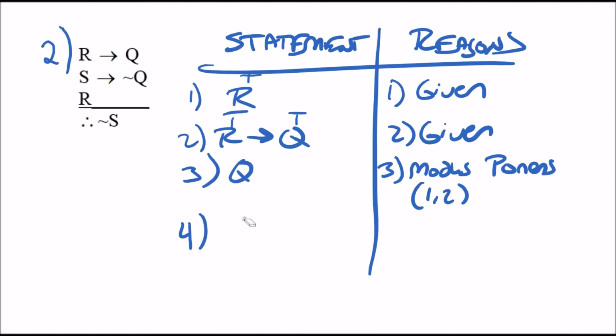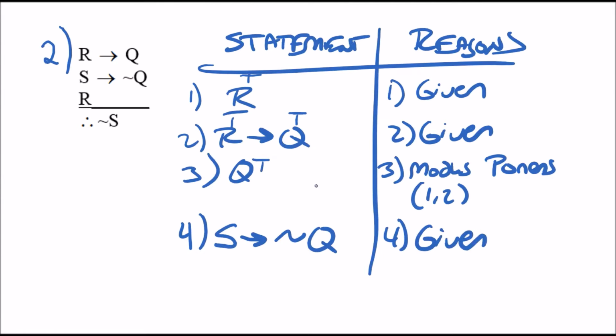4, and now if we know Q is true, we also have that statement in our premises which says S implies not Q. That was a given. And now if Q is true, that means that not Q is false. So again, in order for this conditional statement to be true, that means that our hypothesis here has to be false, which means that if S is false, not S would be true.